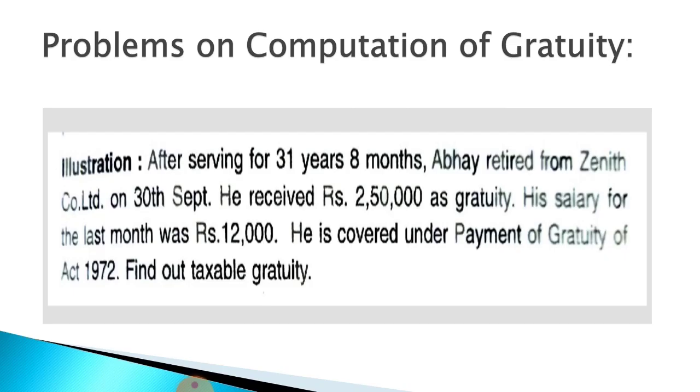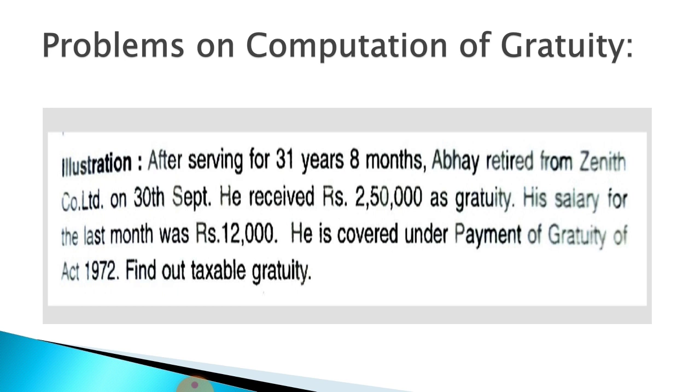See the first problem. After serving for 31 years 8 months, Abhay retired from Zenith Company Limited on 30th September. He received rupees 2,50,000 as gratuity. His salary for the last month was rupees 12,000. He is covered under Payment of Gratuity Act 1972. Find out taxable gratuity. Here, information relating to Mr. Abhay is given in this problem.